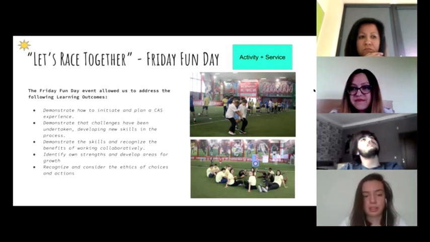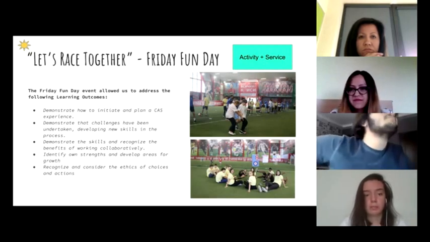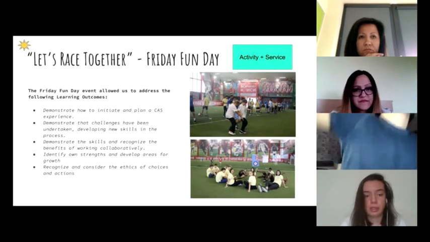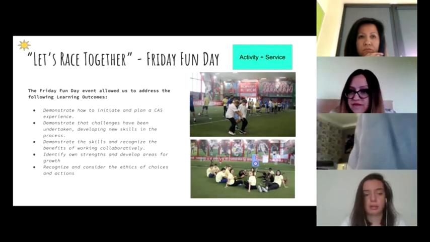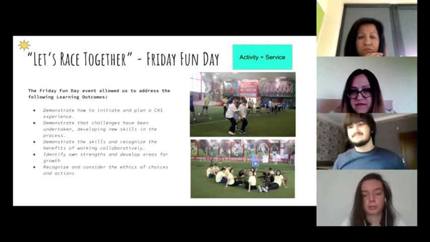Yeah, so this set foundation for our future events in organizing skills, also in working collaboratively, and this allowed us to develop certain areas for growth.